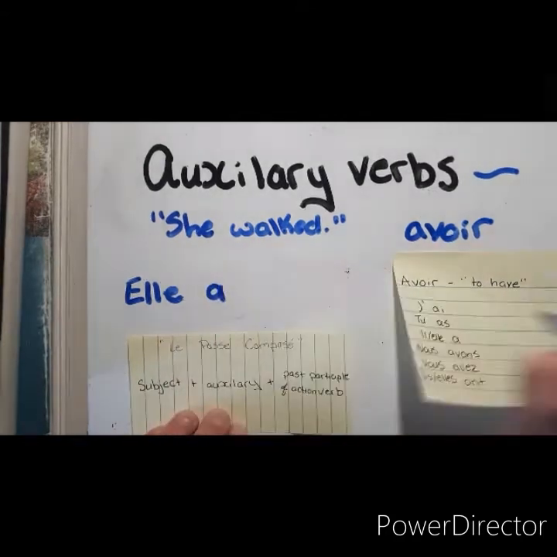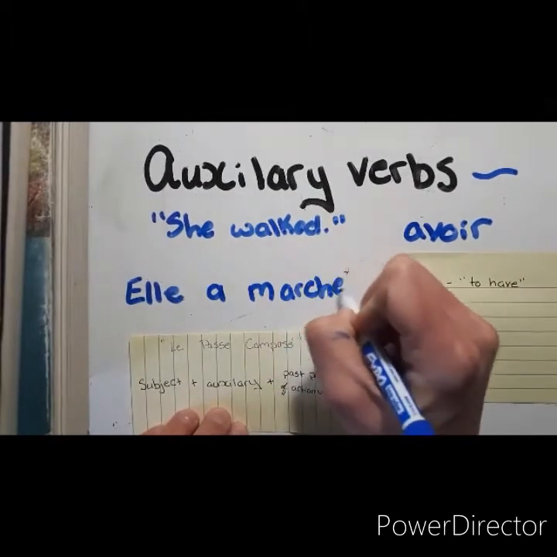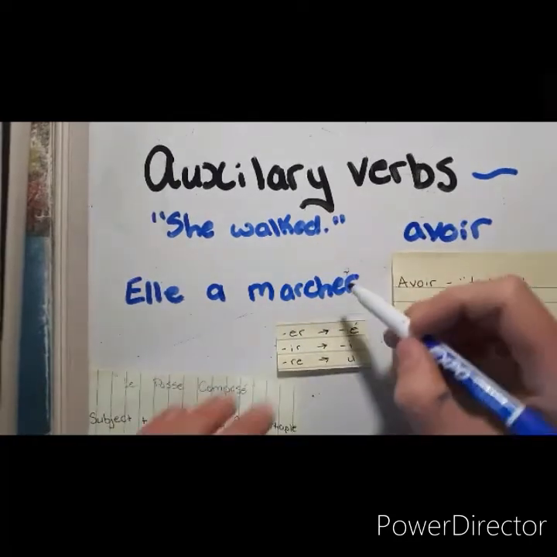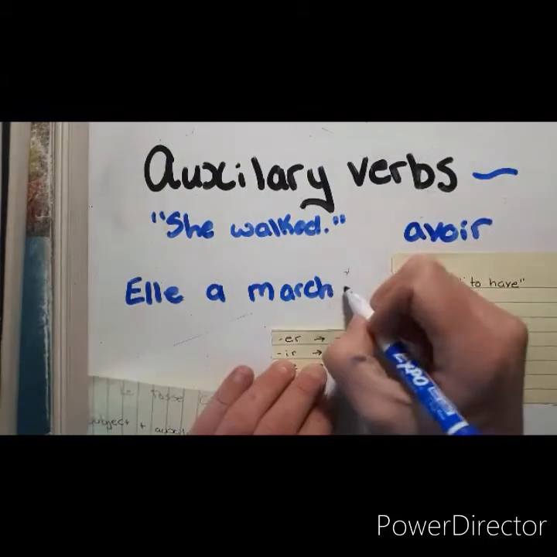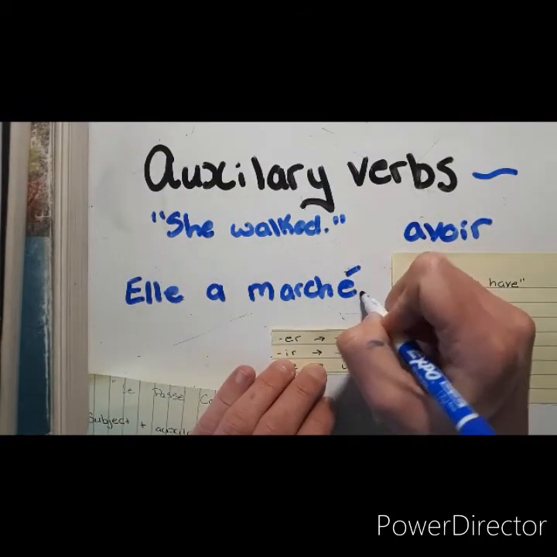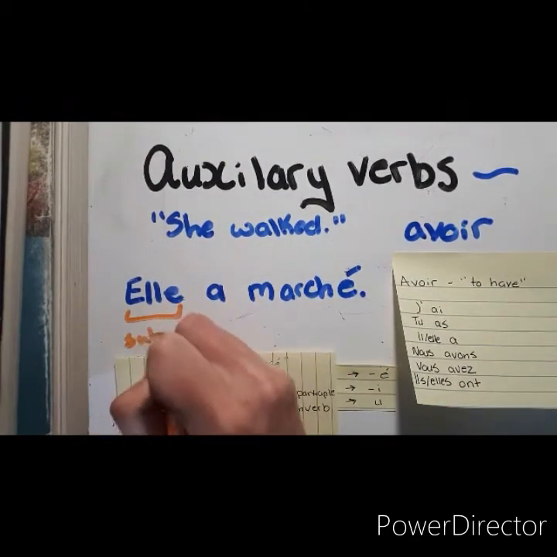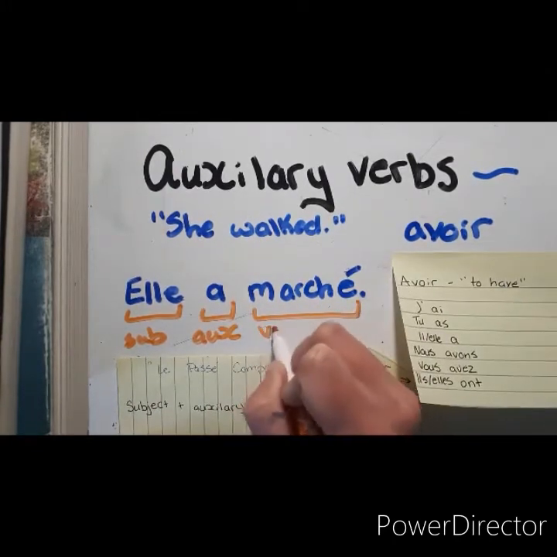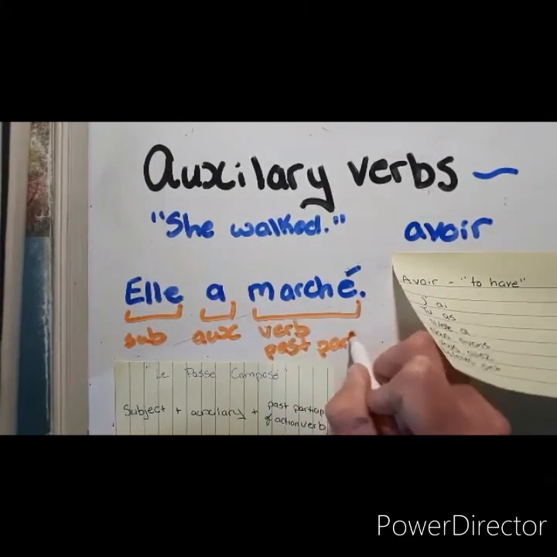So elle a, and then the verb to walk was marcher. But if we remember our past participles, marcher is an ER verb. So we would change the ending to an e with an accent. Elle a marché. We have our subject here, our auxiliary here, and our verb in its past participle here.